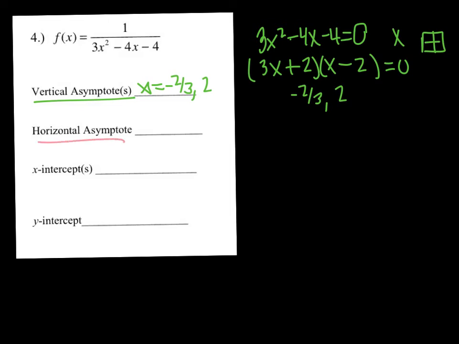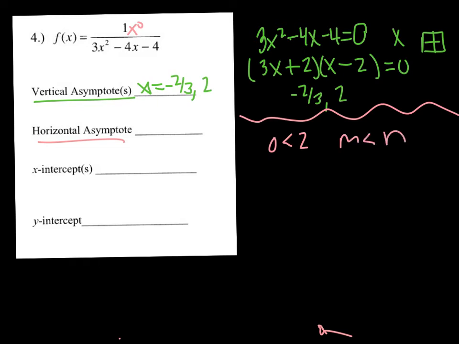Okay, horizontal asymptote, looking at your exponents. In this case, again, fillers, guys. This can really be written as x to the 0 power, because anything to the 0 power is 1, times 1 still leaves us with the value of 1 that's up there. So in this case, 0 is less than 2. M is less than n. What happens when that's the case? It's at y equals 0.